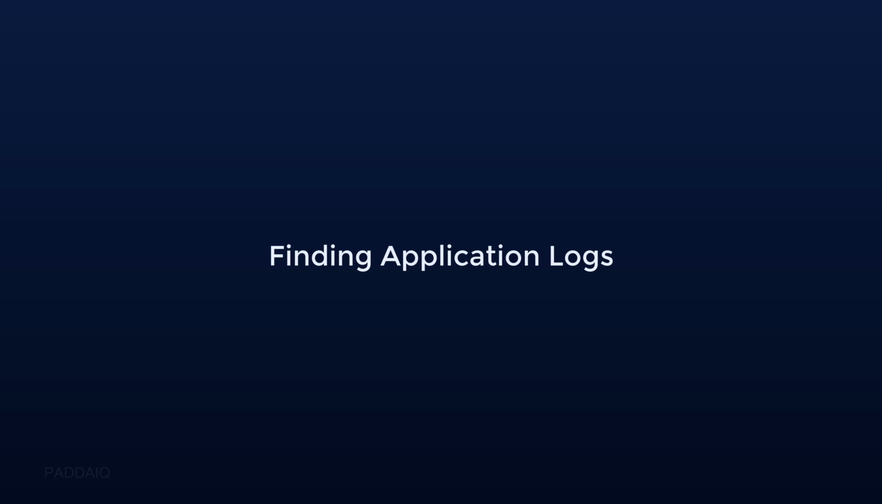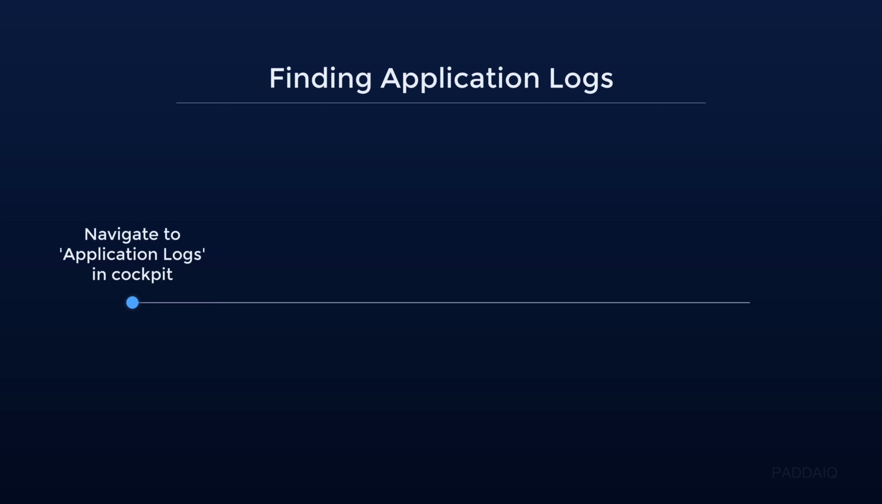Locating application logs for troubleshooting and monitoring. Navigate to application logs in Cockpit. This means opening the SAP BTP Cockpit and selecting the specific section where all your application logs are stored. For instance, if your app has an error, you'd go here to review the detailed logs and identify the issue. This direct access helps you quickly troubleshoot and resolve problems.